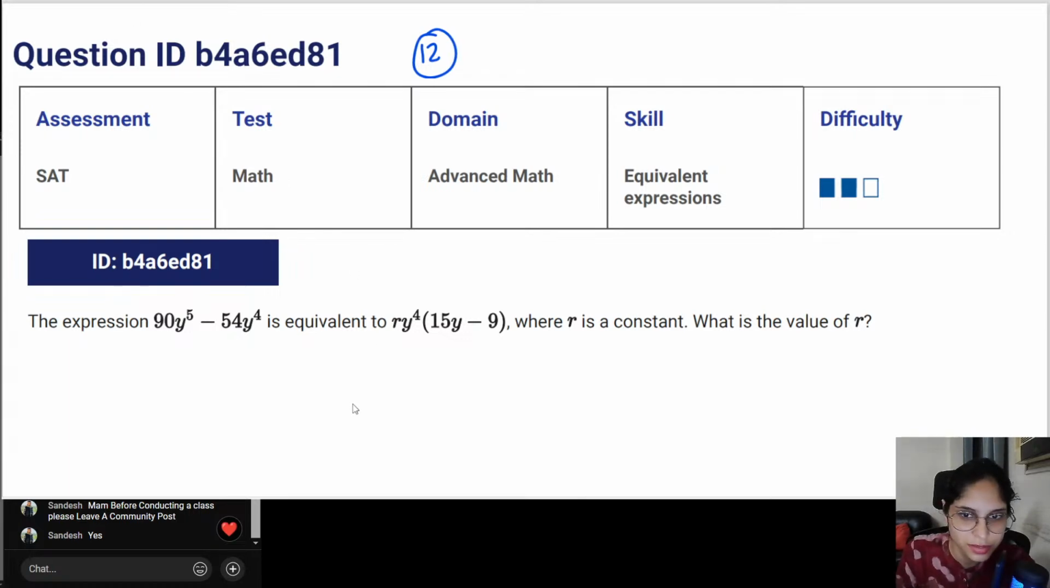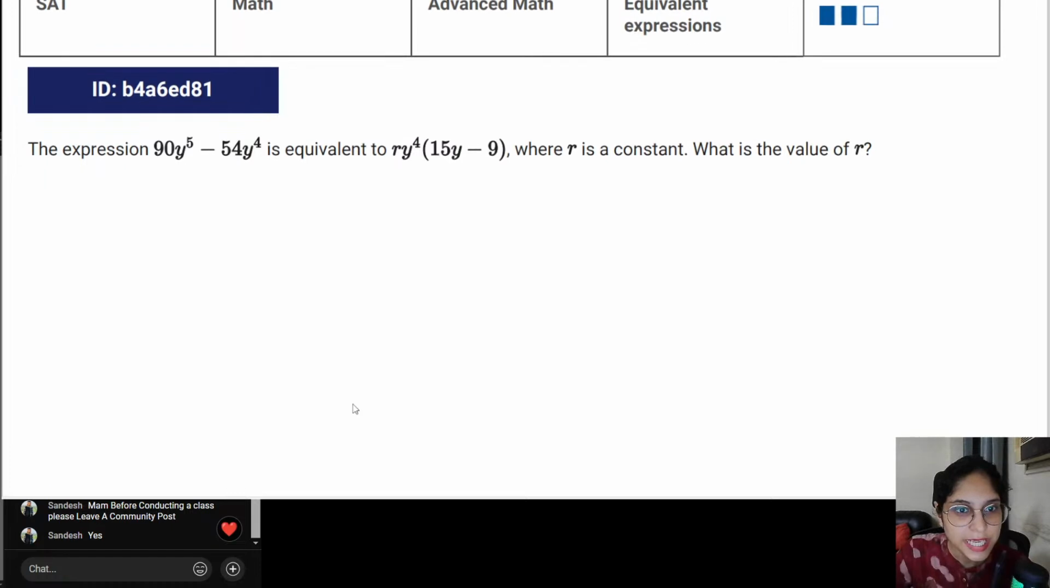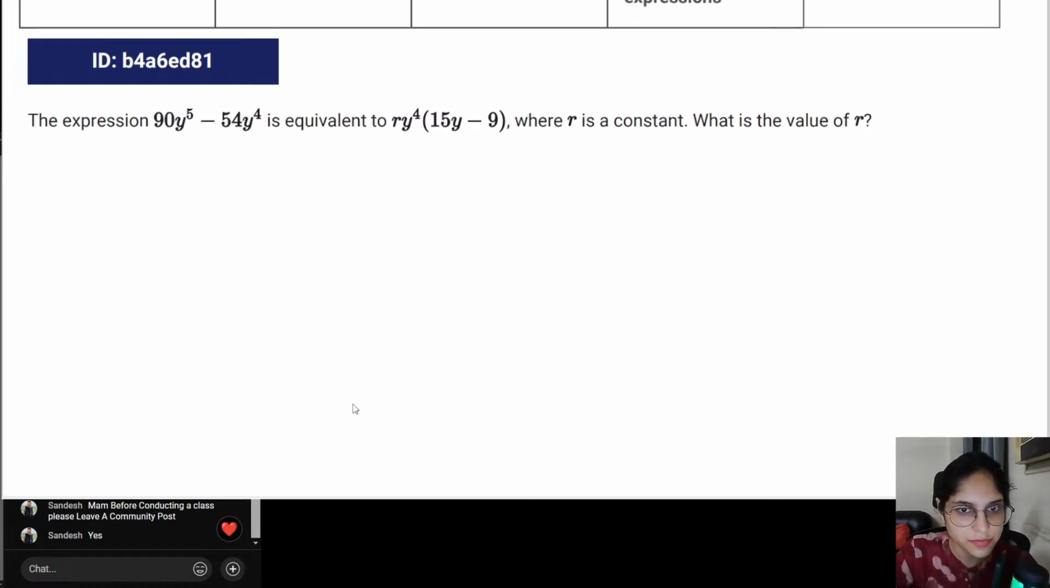Oh my god. Yeah, the expression 90y to the fifth minus 54y to the fourth is equivalent to, equivalent means they're the same, r y to the fourth times (15y minus 9), where r is a constant. What is the value of r? So there are two ways to do this.